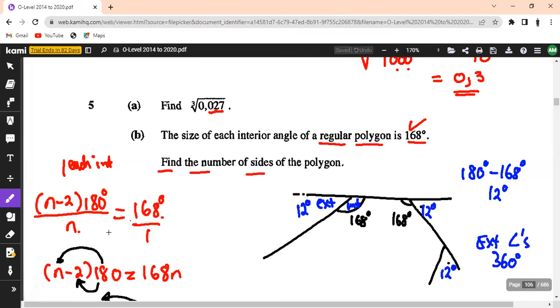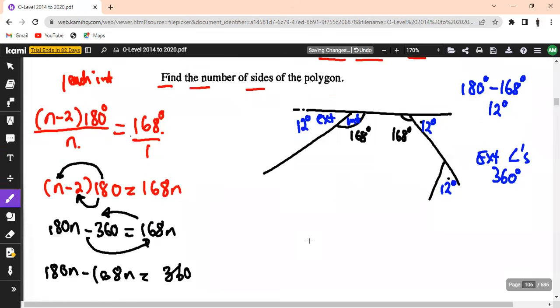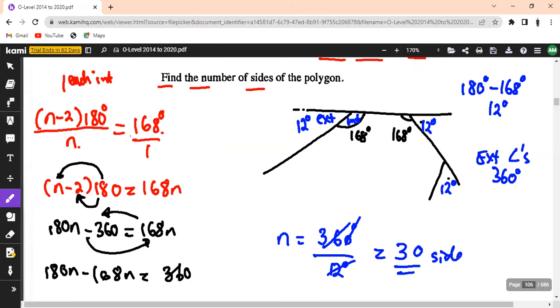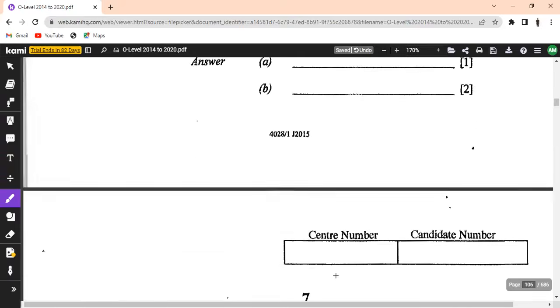So if exterior angles add up to 360 degrees, therefore, the number of sides is going to be 360 degrees divided by each exterior angle, which is 12 degrees. So as usual, this is 3, and that's a 0 there. So which means we're going to have 30 sides. So that was it, guys. Yeah, so many ways that you can actually work out these questions and so forth.